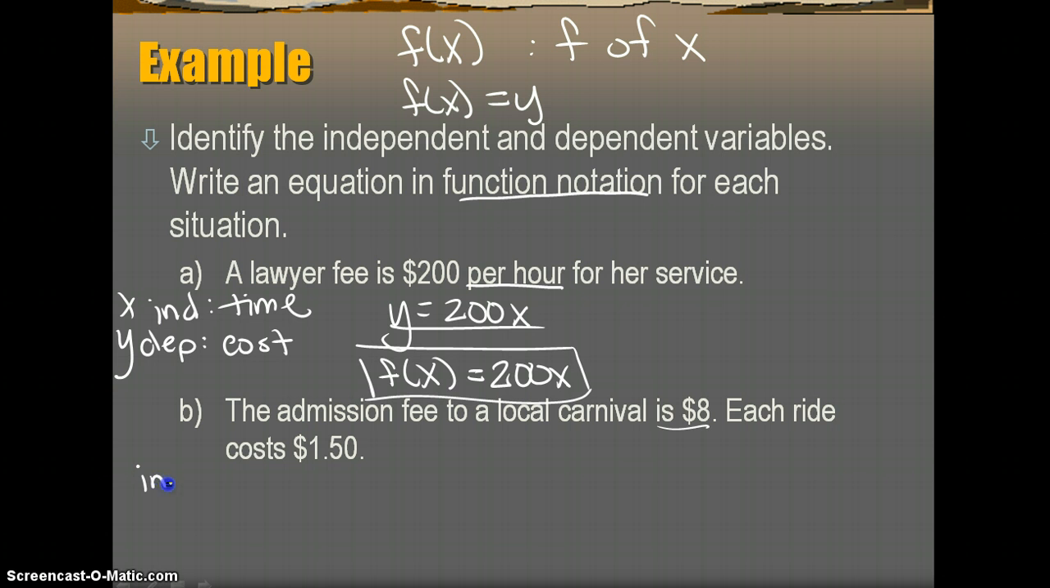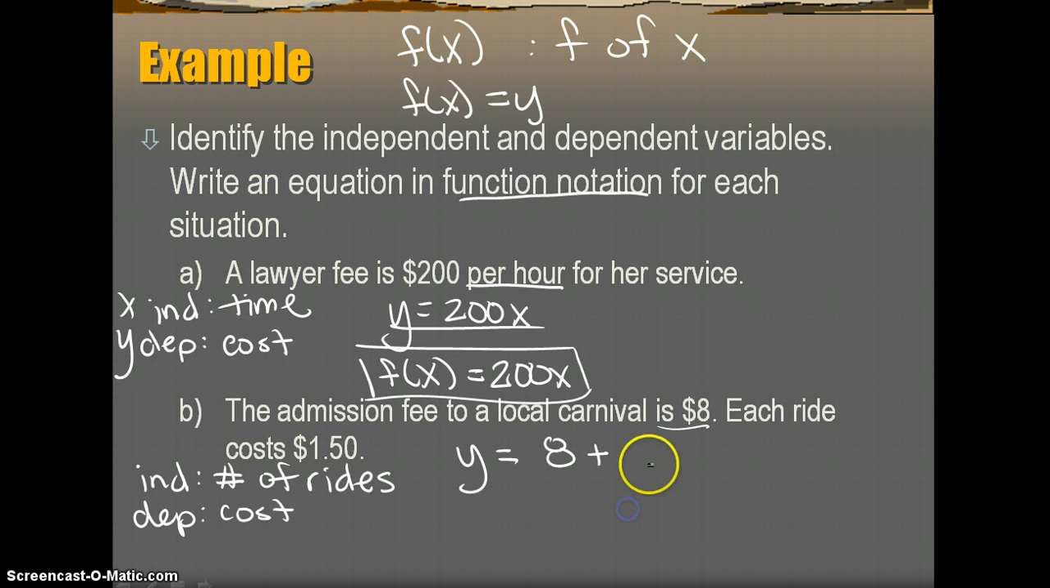So our independent variable in this case is the number of rides you're going to go on. And then the dependent is actually going to be cost still. So how much is it going to cost you? Now, when writing the equation, you do need to make sure you include that initial fee, because you start with it. So you have the $8, and then you're going to add on $1.50 per ride.